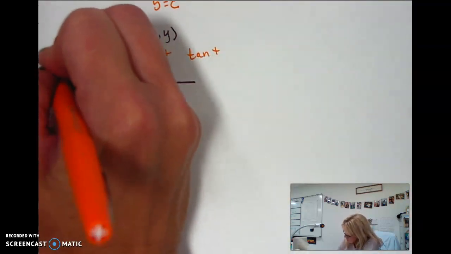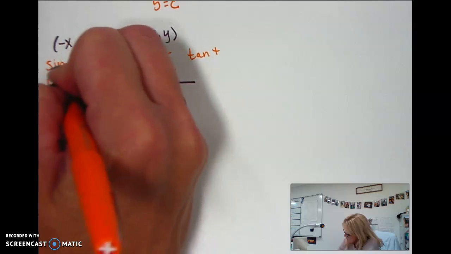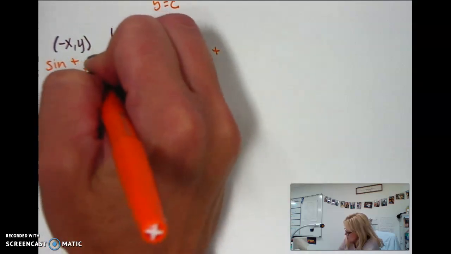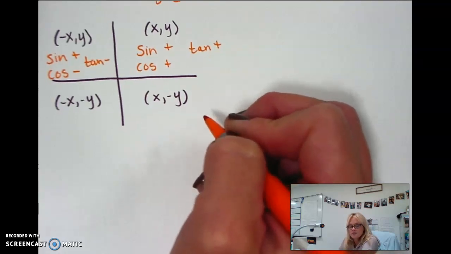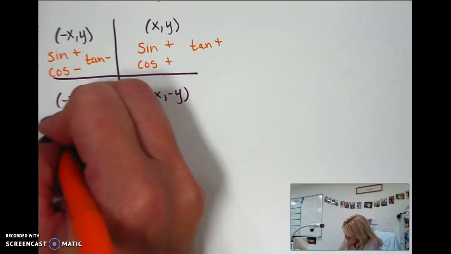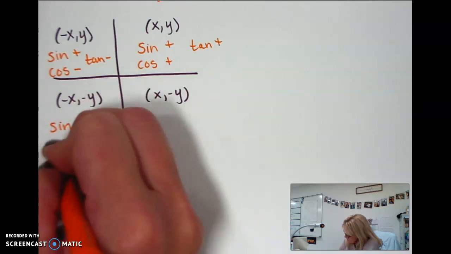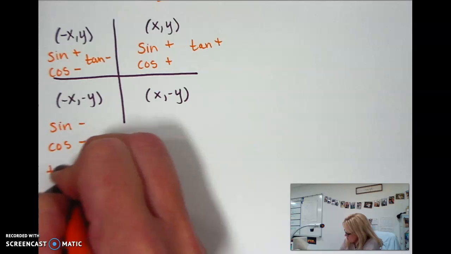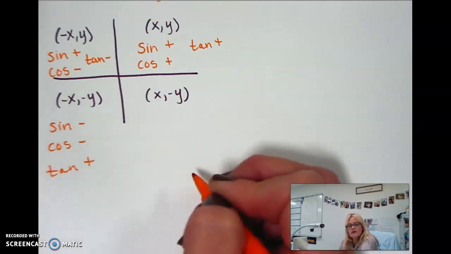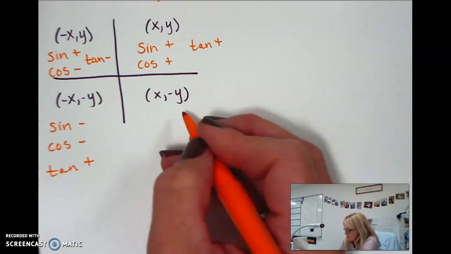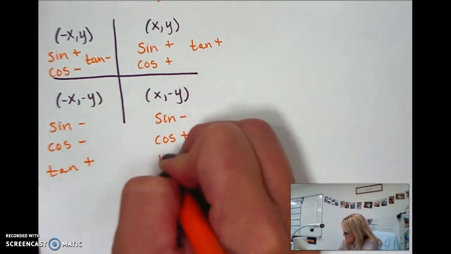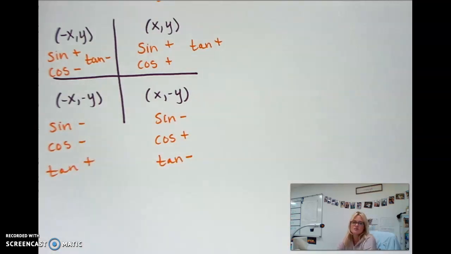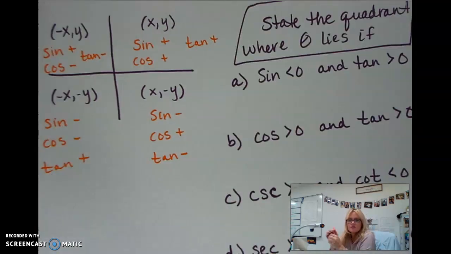In quadrant 2, sine stays positive, but cosine goes negative, and that means tangent is also negative because a negative divided by a positive is negative. In quadrant 3, sine is negative, cosine is negative, but tangent is positive because a negative divided by a negative is positive. And in quadrant 4, sine is negative, cosine is positive, and since we have one of each, the tangent will also be negative.